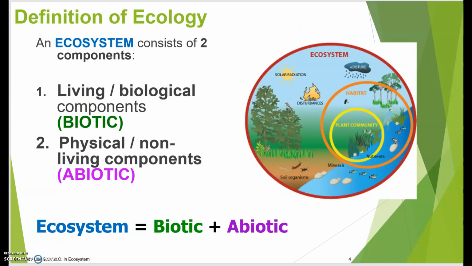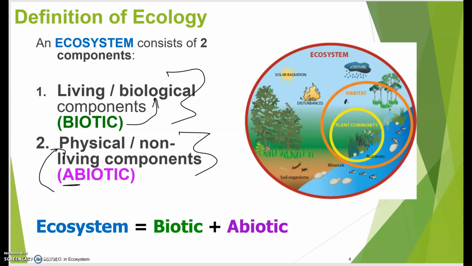So, like we were just saying, the ecosystem will have two major components. The first one is the living part, or the biological, and the second one is the physical, or the non-living part. So the biotic refers to the biological, and the abiotic, where the A in front of a word generally means not or no, refers to the non-living, the physical components of that ecosystem.